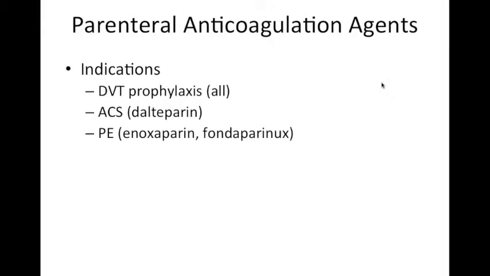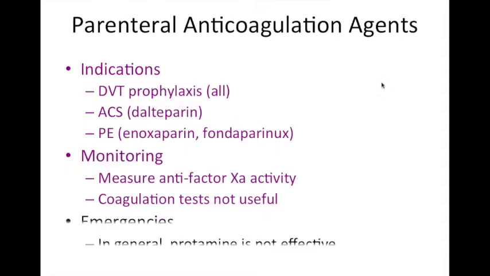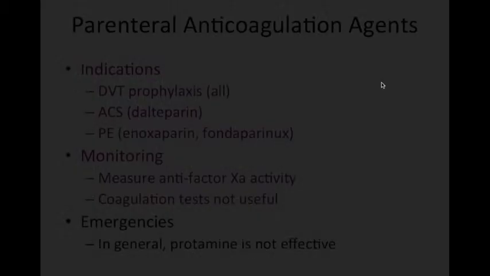So the indications for these medications: deep vein thrombosis prophylaxis, and all these drugs can be used for this. For acute coronary syndrome we usually see dalteparin used, and for pulmonary embolus, either prophylaxis or treatment, we see enoxaparin and fondaparinux. How do we monitor the activity of these drugs? Really, they're all 10A inhibitors, so we measure the anti-10A level. Other coagulation tests are not useful. In emergencies, in general, protamine is not very effective in reversing these. It may be partially effective with enoxaparin, but not with the others.